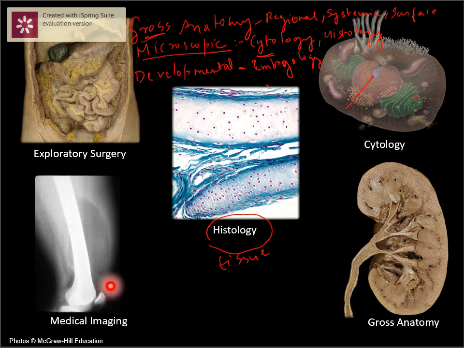And then over here, you have medical imaging that you're looking at. This is the femur, so that's the thigh. And over here, you see cytology. Cytology is an example of microscopic anatomy. You study the cell, and that's why it's called cytology.